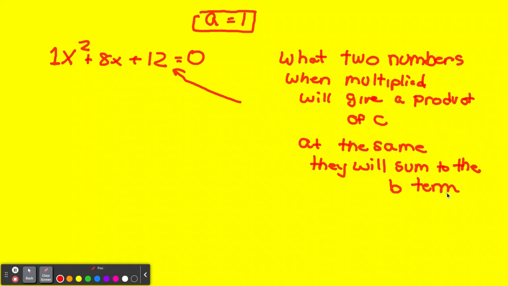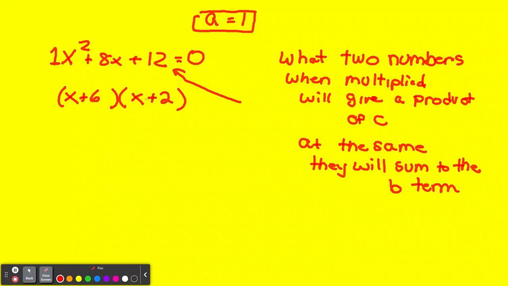So we want two numbers that when you multiply them together, they'll give the product of the C term, which is 12. And when you add them together, they'll get the sum of the B term, which is 8. So we know that's 6 and 2, right? So then we'll make these two binomials. We'll put x plus 6 and x plus 2. So we just factored that trinomial.